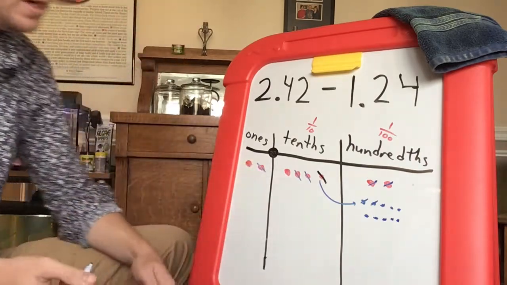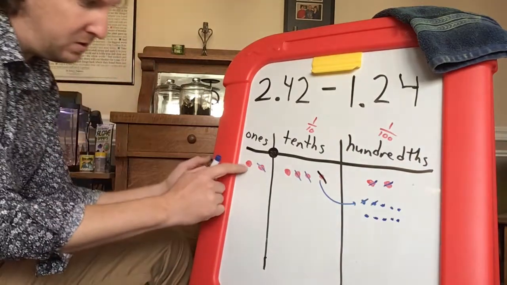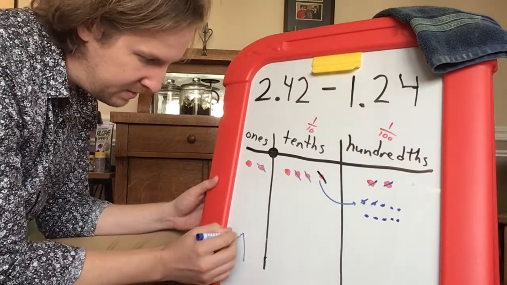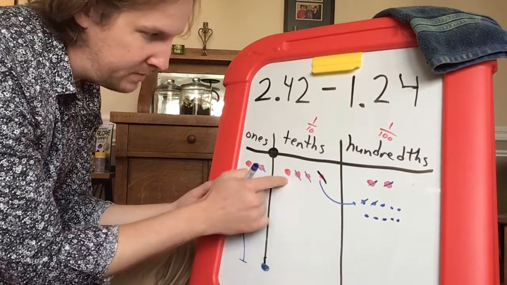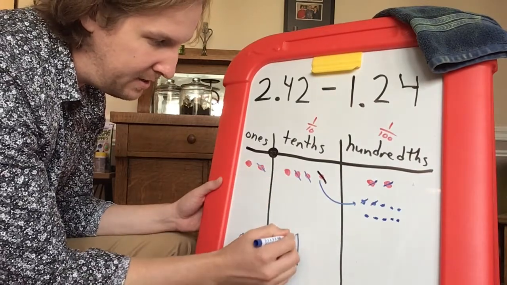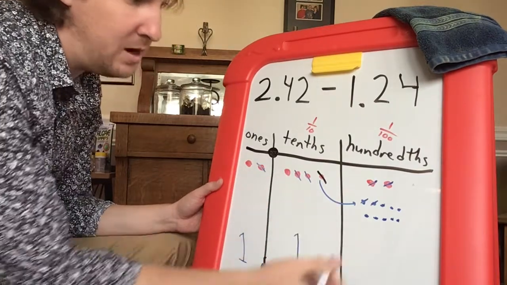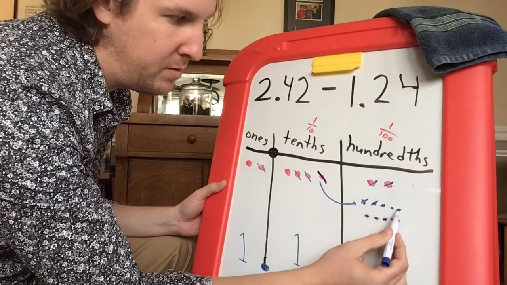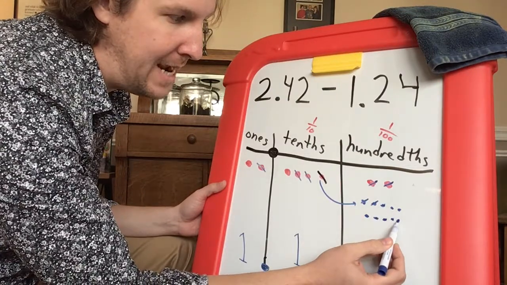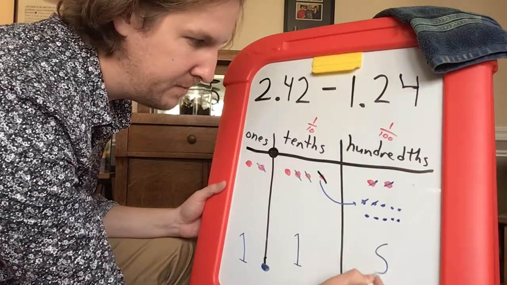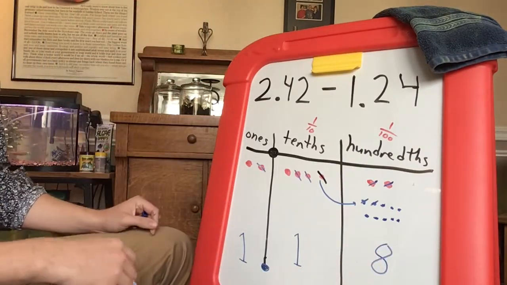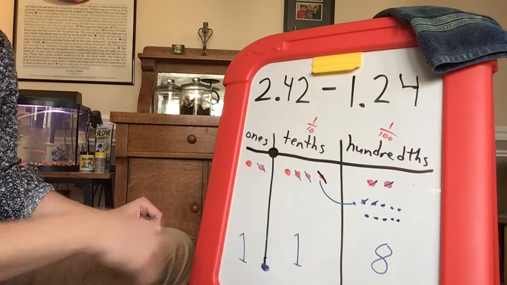Our final answer here is 1 and 1/10. And how many hundredths? Let's count. 1, 2, 3, 4, 5, 6, 7, 8. 8 hundredths are the ones that are not crossed out. 1 and 18 hundredths.